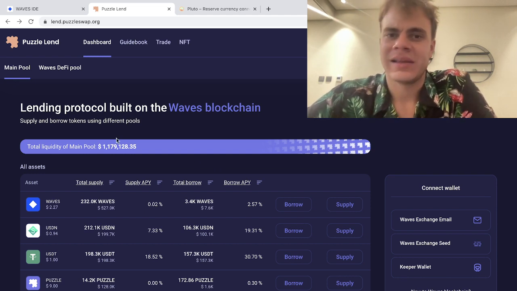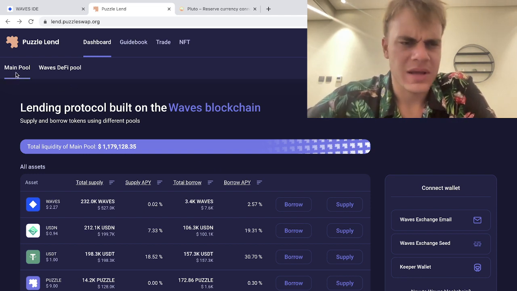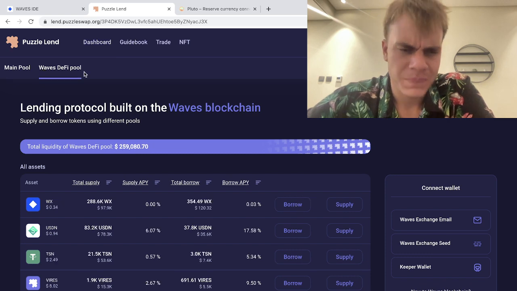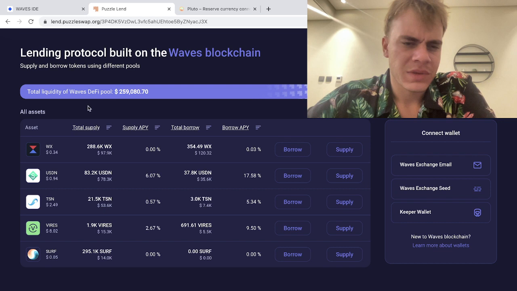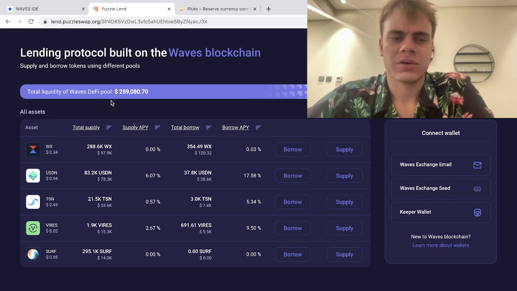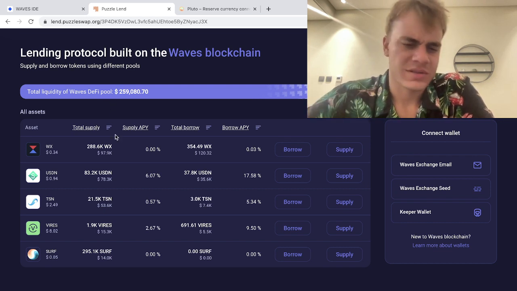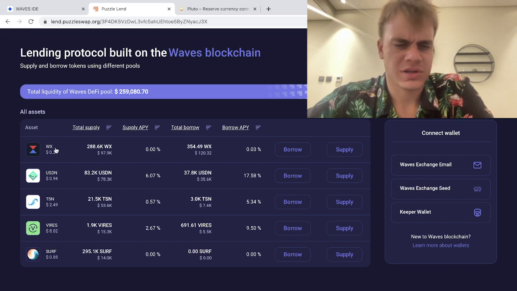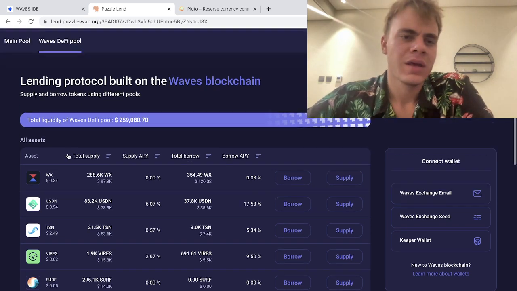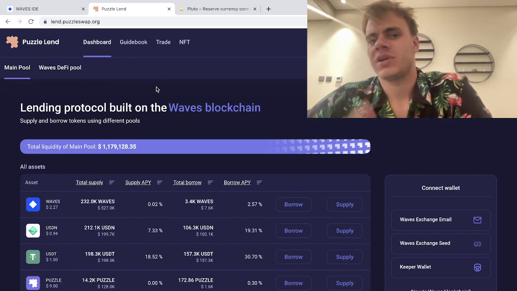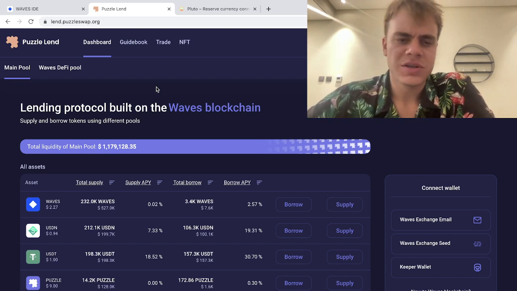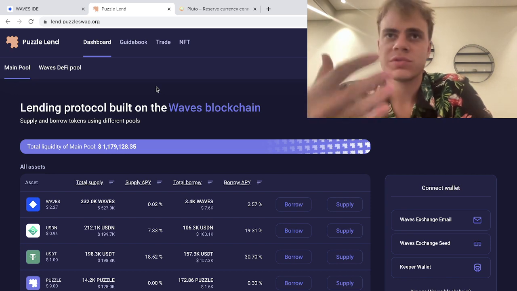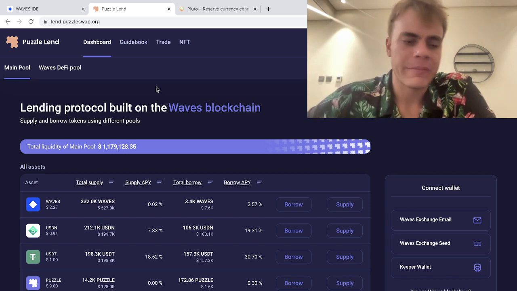First of all, PuzzleLend has two different pools, the main pool and the West DeFi pool. The difference is the composition of tokens in the pool. The smaller one, called the DeFi pool, is for smaller tokens, such as WX token and Tsunami token. If you are a new user, I recommend using the main one because it's bigger and more stable. Initially, the idea is to have different pools and split the risks.